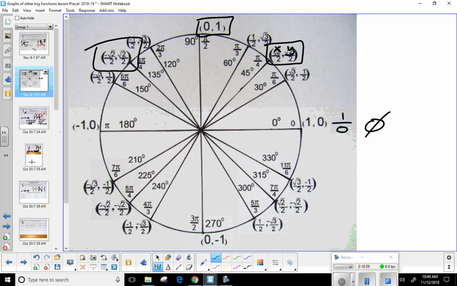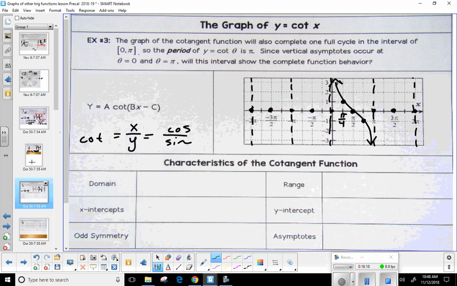Now, what happens when I complete the cycle, when I get to pi? Negative 1 divided by 0, it becomes undefined. So see, that pattern is just going to continue as you rotate around. Okay. So I know that I'm going to have the same points just over and over and over again. There you go. That is cotangent.